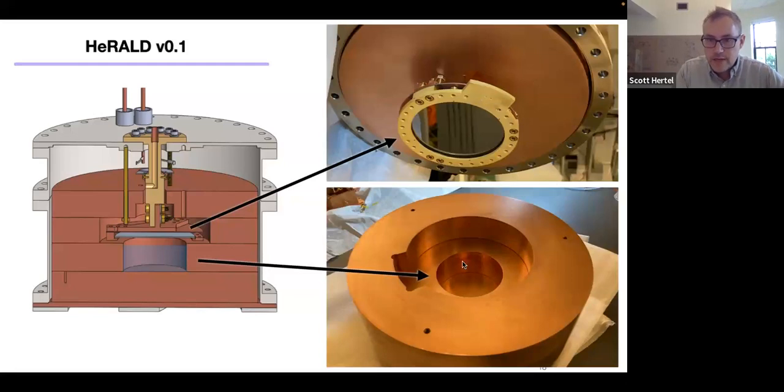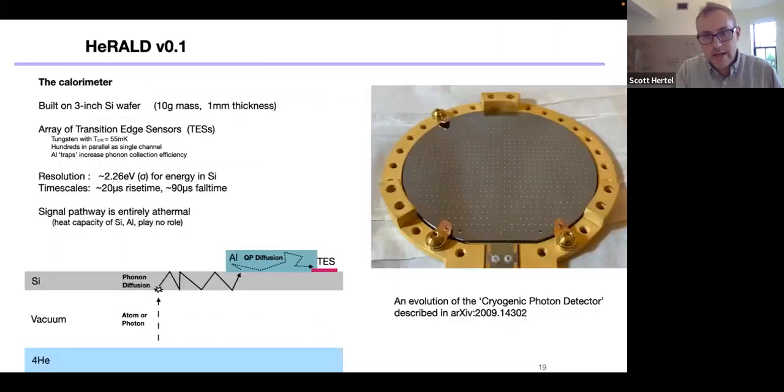And here's a view of that target region right here. There's a pocket around it where the calorimeter sits. Let me tell you about the calorimeter a little bit. So here's a photo of it. You can see this array of microscopic structures on top. It's a 3-inch silicon wafer. There's an array of transition edge sensors on it. Each one of these shiny dots is a transition edge sensor with aluminum around the sensor.